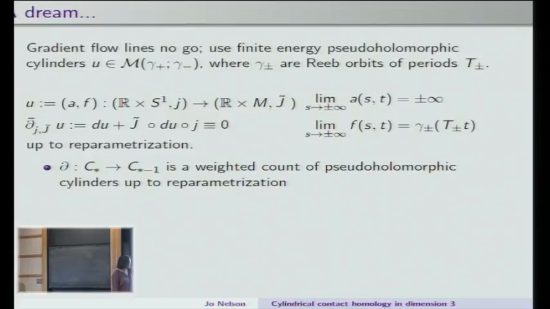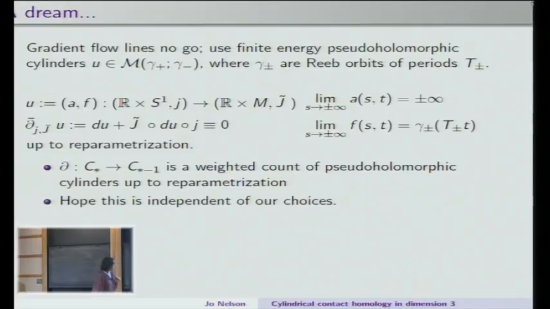Right? And that also kind of should make you a little bit afraid whenever you see that the differential is a weighted count of things and not an honest count. And then at the end of the day, we're going to hope that this is independent of our choice of contact form and also of this almost complex structure that we threw on the symplectization, which I didn't define for you.